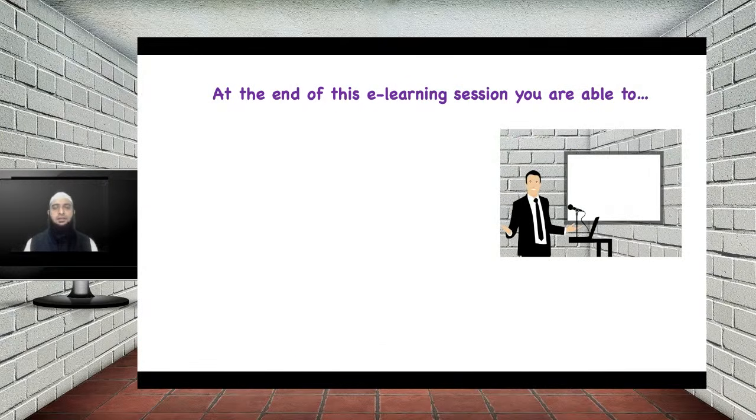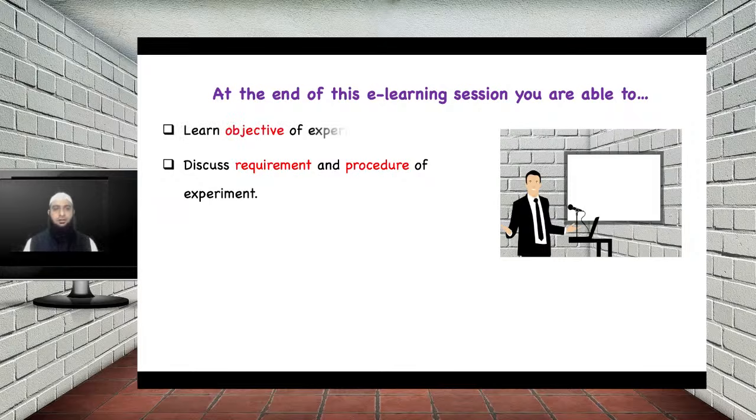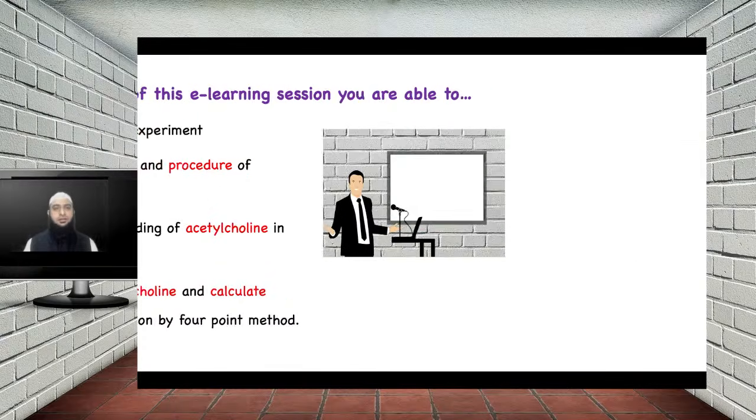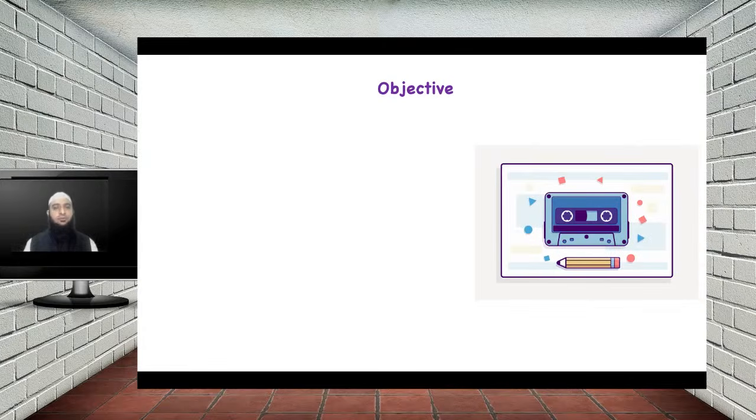At the end of this e-learning session, you will be able to discuss the requirement and procedure of this experiment, learn the objective of the experiment, explain receptor binding of acetylcholine in the GIT, and draw the DRC of acetylcholine and calculate the unknown concentration by the 4-point method. So let's start with the objective of this experiment.